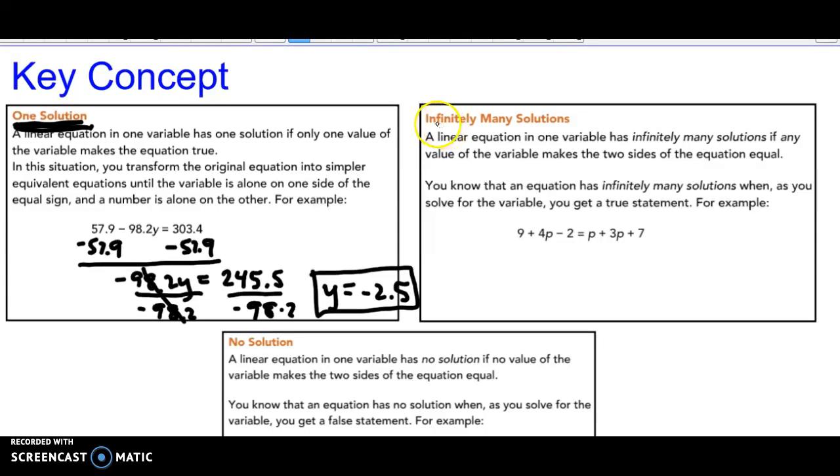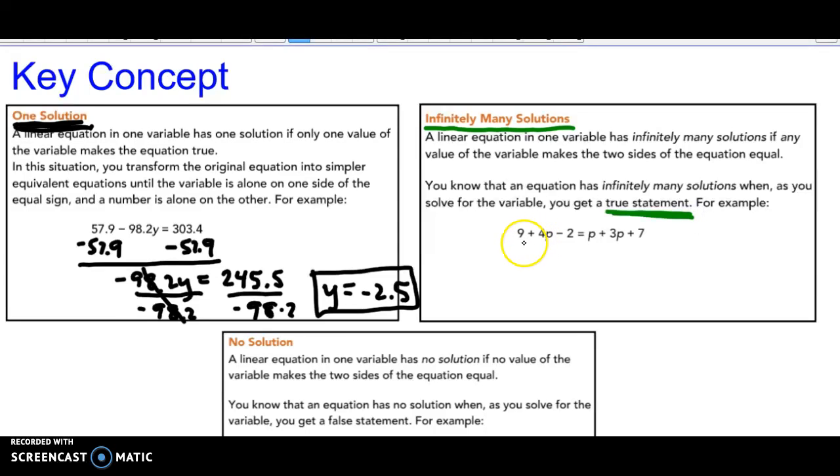But sometimes we will find equations that have infinitely many solutions. And this is the case if we have an equation in one variable, but there are an infinite number of solutions that could balance this equation and make it true. So we're always looking for a true statement, and I'll show you what I mean by that.